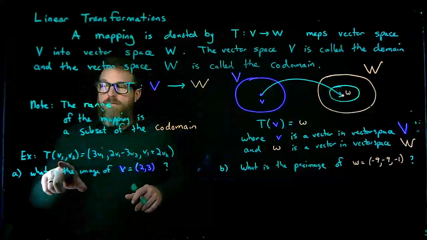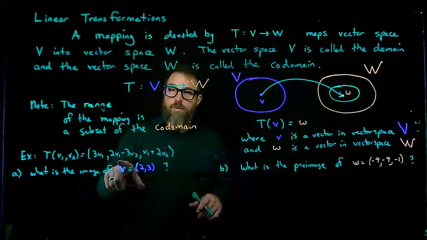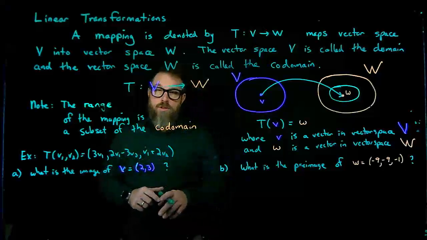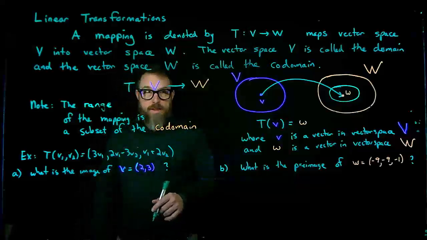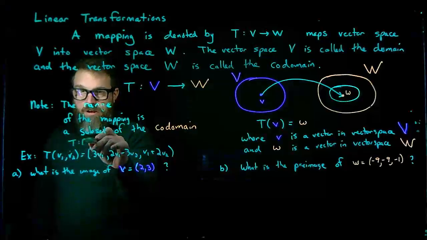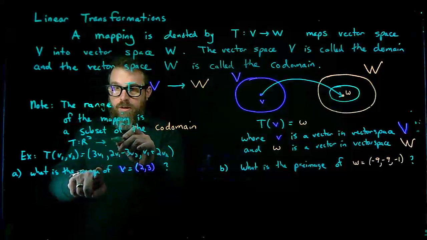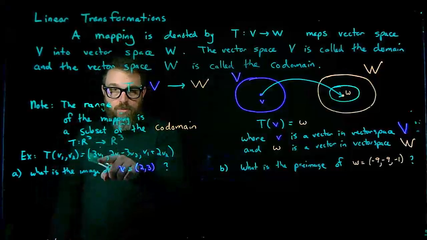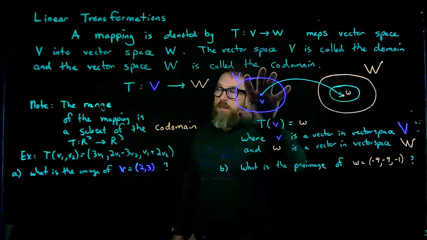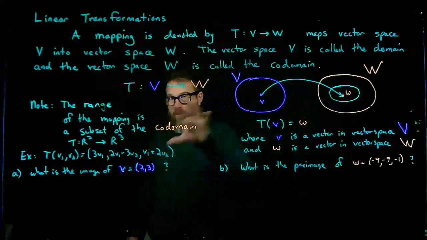So T of v1, v2 is going to be equal to 3v1 as the first component, 2v1 minus 3v2 as the second component, and then v1 plus 2v2. What we can see in this particular case is that this T is mapping R2, because this vector has two components, to R3, because this vector has three components: 1, 2, 3. So the domain space is going to be R2, and the codomain space is going to be R3 in this case.